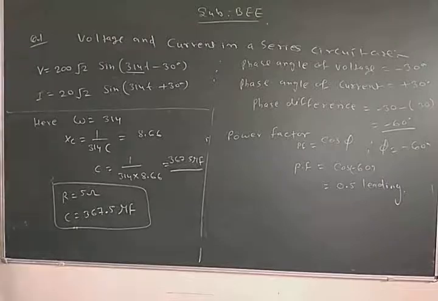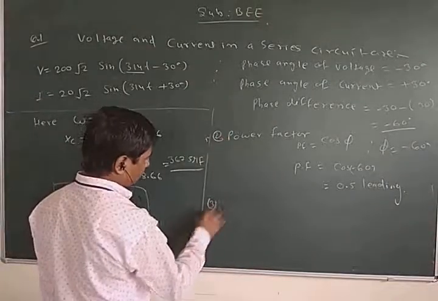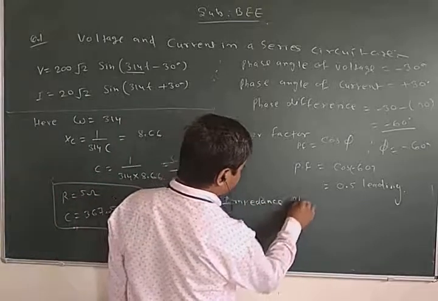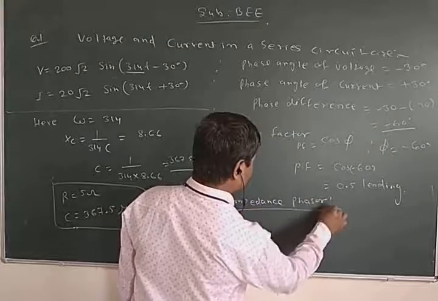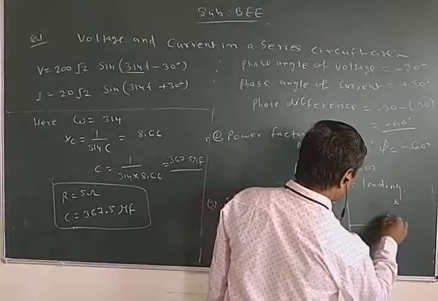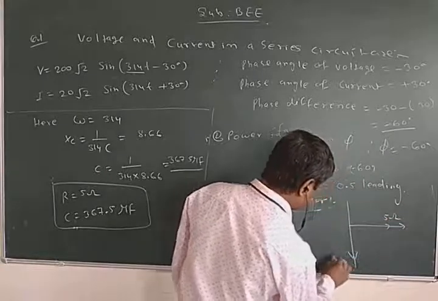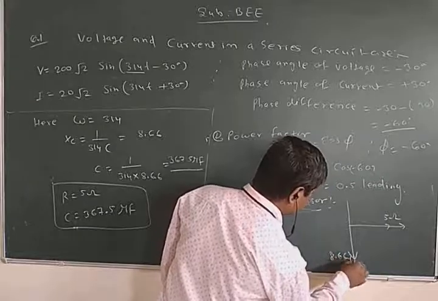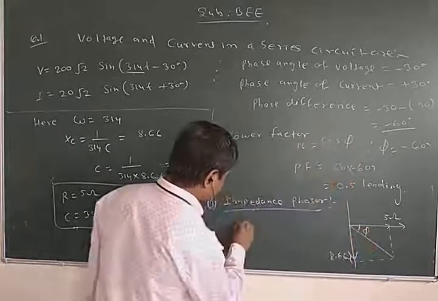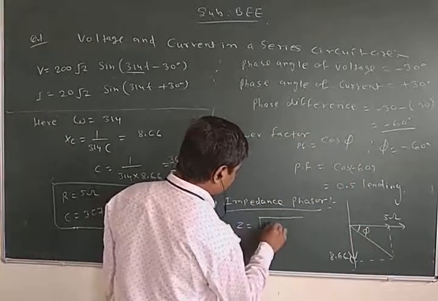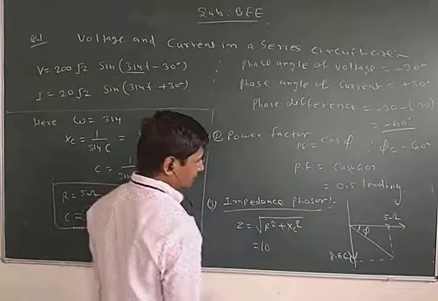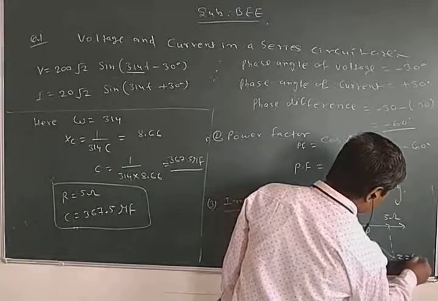Now, the third point is the impedance phasor. In case of the impedance phasor, where R is 5 ohm and XC is 8.66 ohm, Z is equal to under root R square plus X square. So the value of Z is equal to 10.